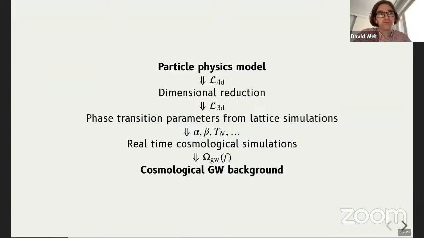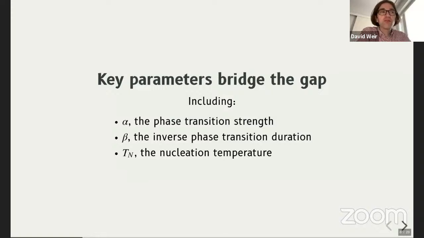which then gives us a meaningful prediction for the cosmological gravitational wave background. There are some key parameters which bridge this gap in the middle, like the central keystone of this analysis chain, which includes some measure of the phase transition strength, which has various particular definitions, but is generally denoted alpha.